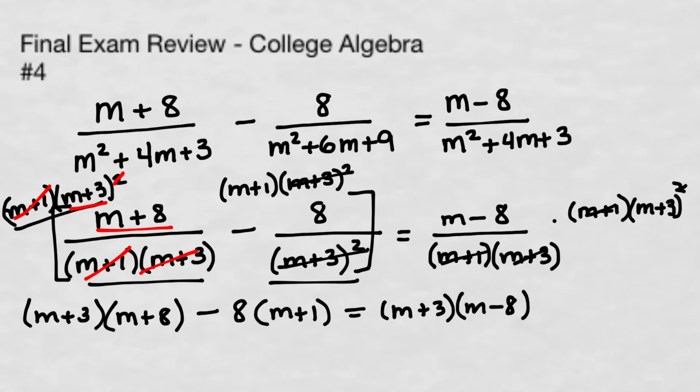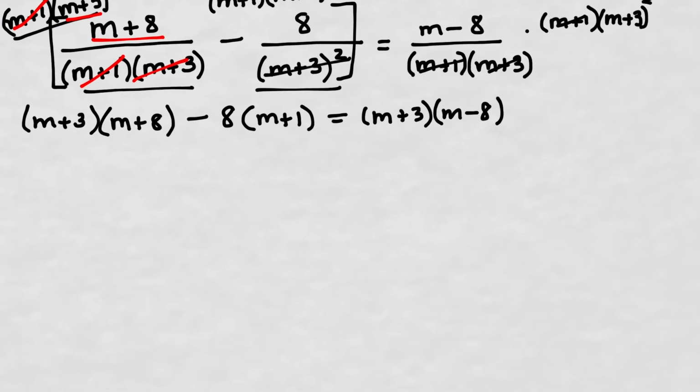We want to keep in mind that we can't use as a solution either a -1 or a -3, because that would have given us 0 in the denominator of the original equation. All right, so let me shift this up.